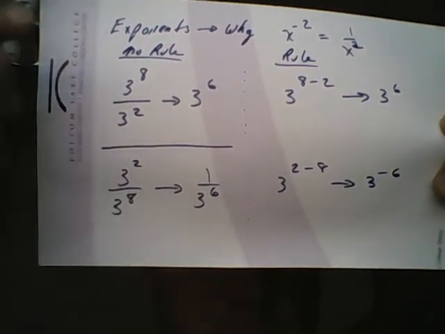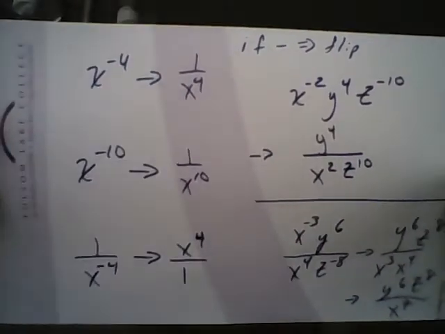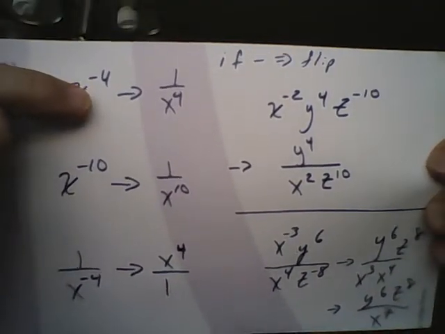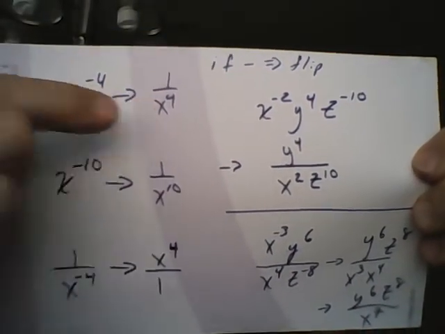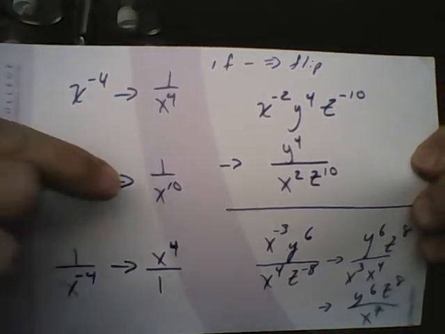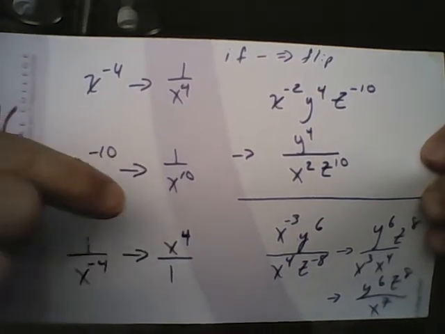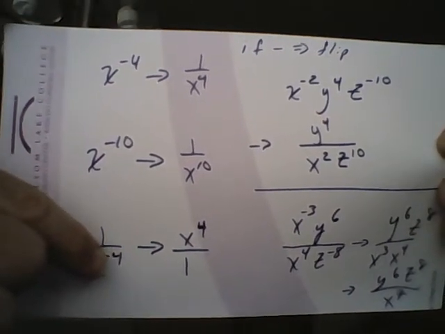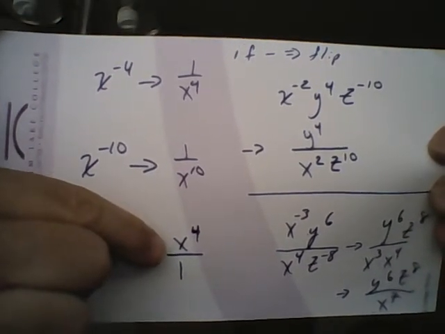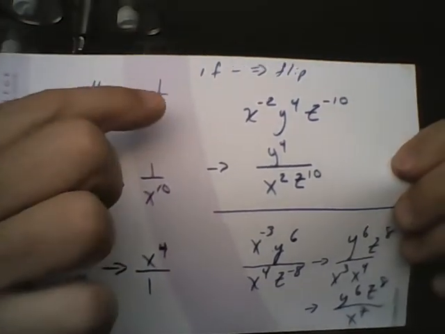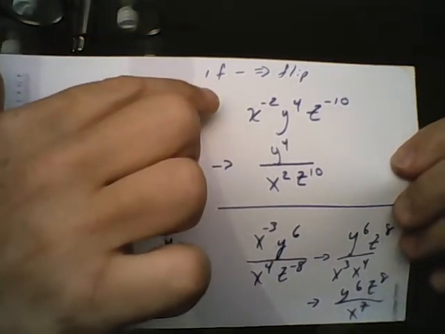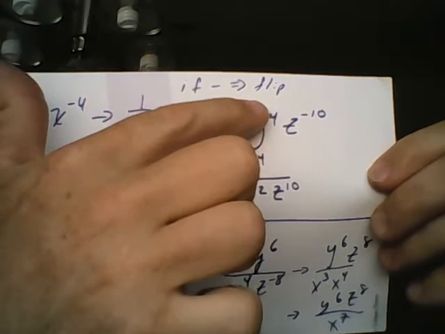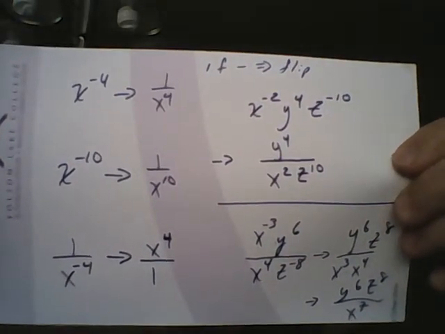So now, let's take a look at some examples. If we have x to the negative 4, that becomes 1 over x to the 4th. If we have x to the negative 10, that becomes 1 over x to the 10th. If we have 1 over x to the negative 4, now this was already in the bottom, so it needs to be flipped to the top. That's x to the 4th. Now, the rule for exponents is if you have a negative exponent, then flip it. And that's probably the easiest way to remember these.